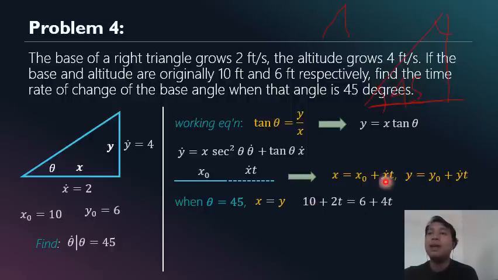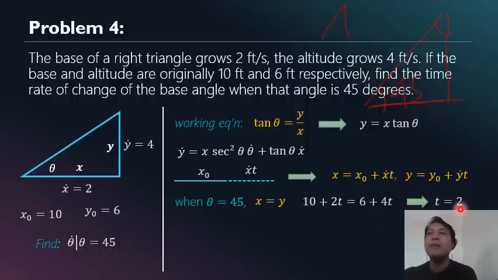xo is 10, x dot is 2, times t is equal to yo, initially, ano ang value ng y? 6. No? At ano ang y dot? 4 multiplied by t. So ngayon, masosolve na natin itong t dito. No? So algebra lang naman yan, simpleng algebra. Solving for t, may makukuha tayong value na 2.